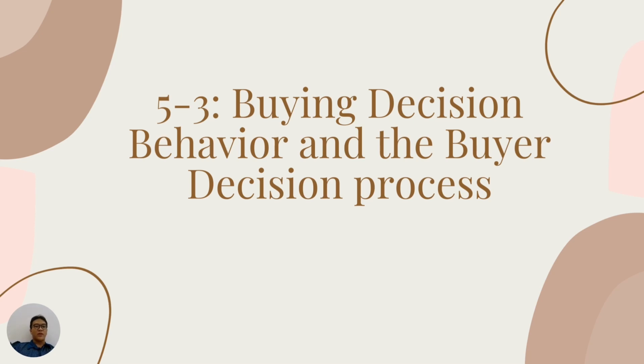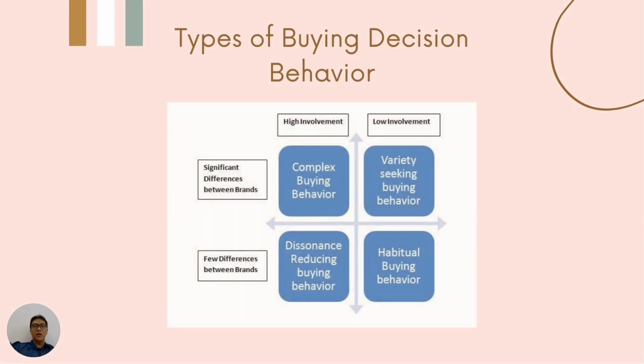In the next part, we're going to discuss buying decision behavior and the buyer decision process. First is complex buying behavior. Consumers undertake complex buying behavior when they are highly involved in a purchase and perceive significant differences among brands. This buyer will pass through a learning process, first developing beliefs about the product, then attitudes, and then making a thoughtful purchase choice.